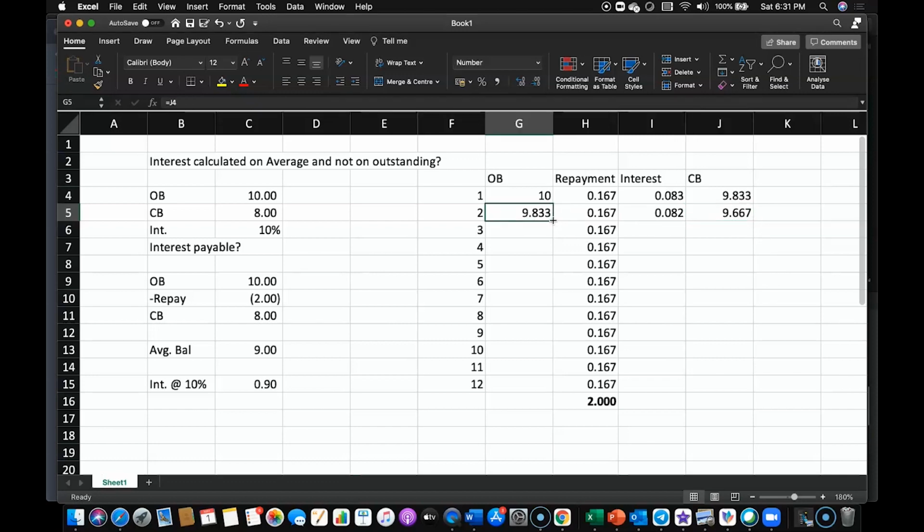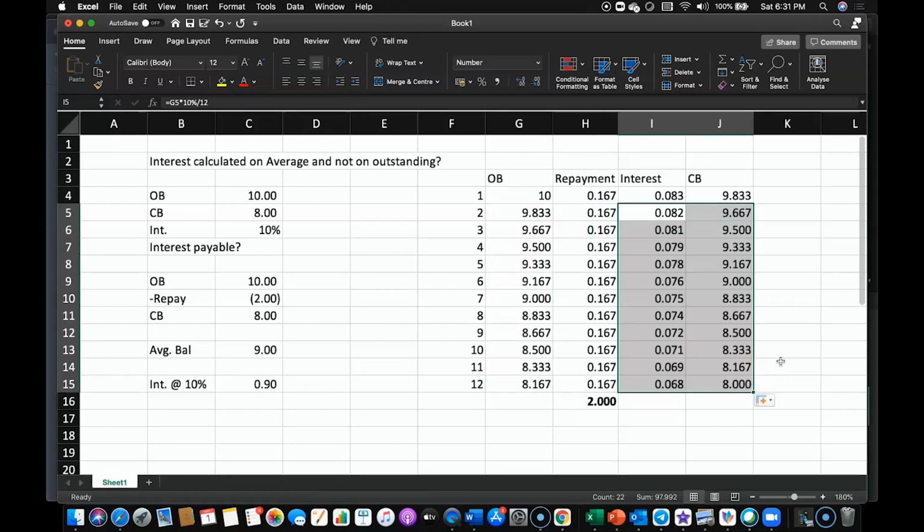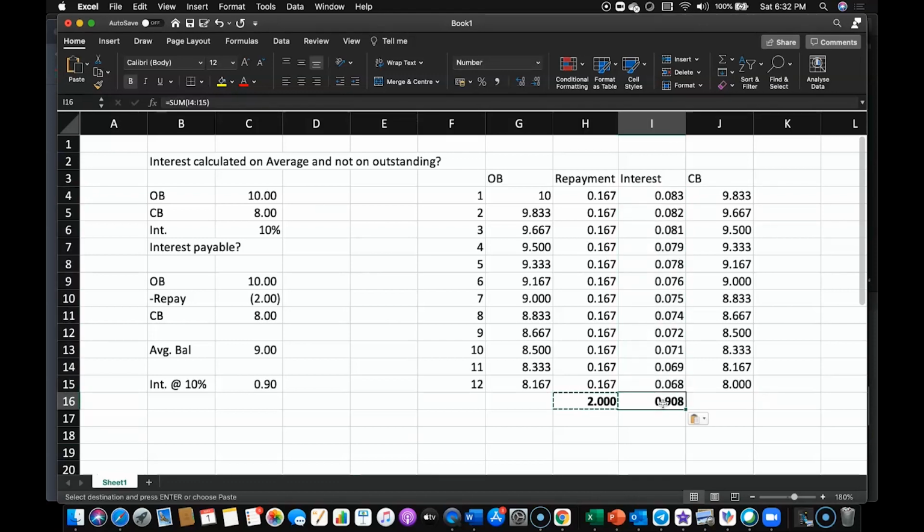So the formula is applied. Let me drag the formula for 12 months. Let me drag it fully. So this is the interest calculated on a monthly basis. I am totaling it here. See, when I total all this, what am I getting? Let me see the total. It is 0.908, and the interest we have calculated on the basis of average is 0.90. So they are more or less close.